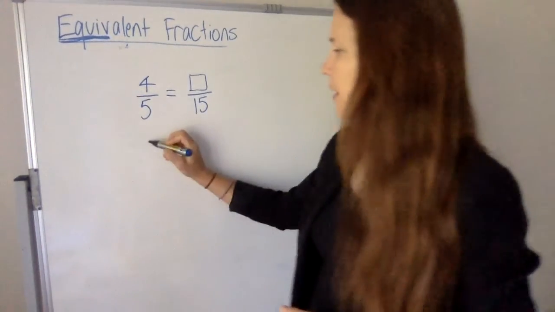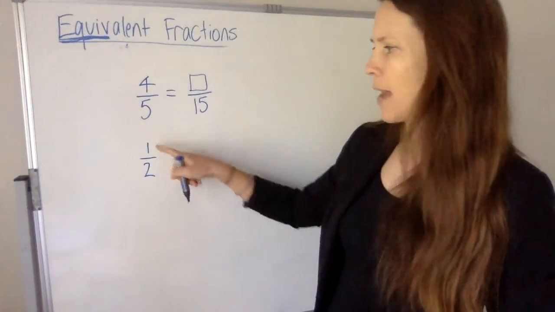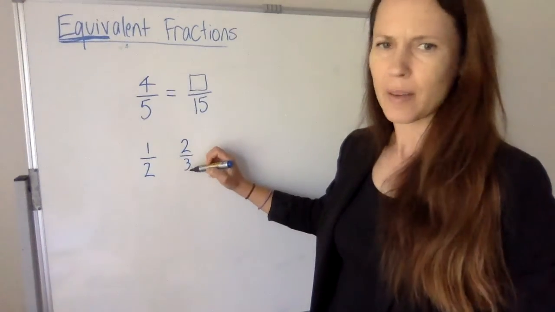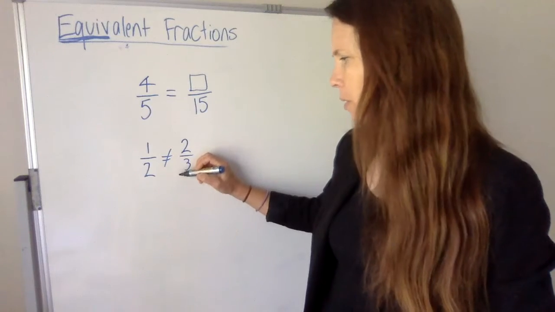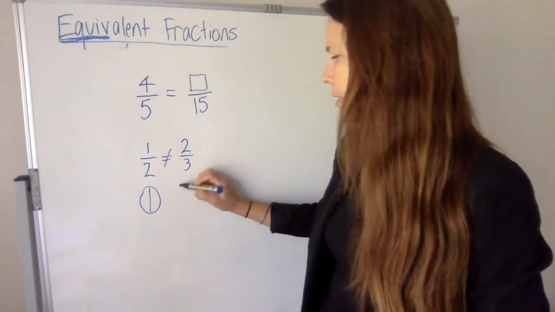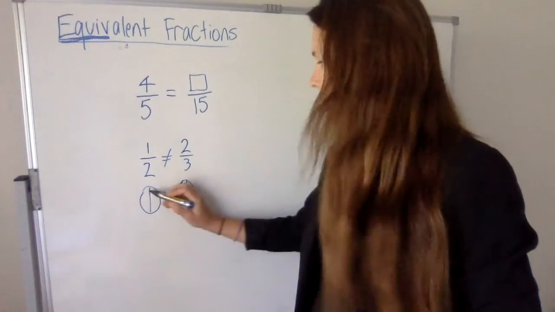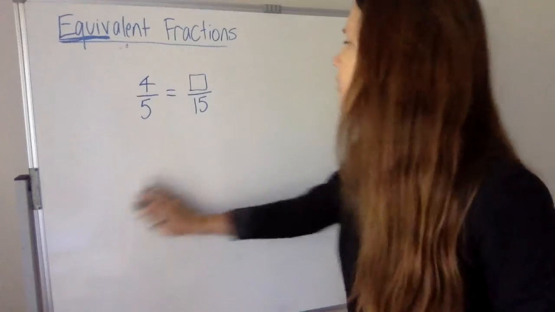You cannot do the same thing. Let's just say we take a half and say, what if we add 1 to the top and add 1 to the bottom? That's not the same thing, is it? It doesn't work to add something to the top and add something to the bottom, because we know that a half looks like this and we know that 2/3 looks like that, and they're nowhere near being the same thing. Okay, so we need to only multiply and divide.